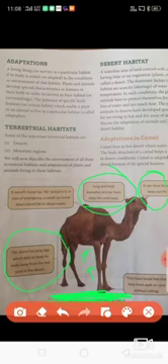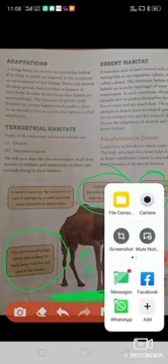And the last one is the padded feet. The padded feet means they have broad feet. You can see the feet of the camel, they are padded from down, means they are very soft from down, and they are broad in size. Because of that, the camel is able to walk on the sand without sinking. So these are some of the adaptations which the camel has.